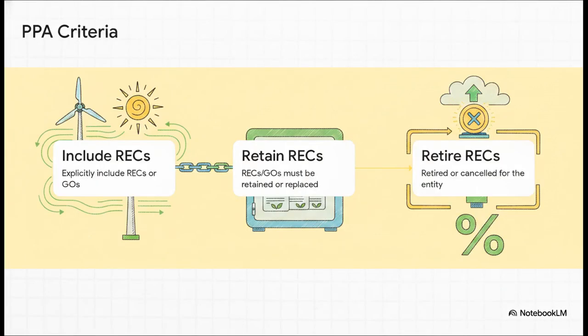Now, if a utility purchases green power, it usually happens through a power purchase agreement, or PPA. But not just any PPA counts. Let's walk through the exact criteria. Step 1, the agreement must explicitly include and convey RECs or guarantees of origin. Step 2, those certificates must be retained or replaced. And Step 3, they must be retired or canceled on behalf of the entity. Basically, you have to lock those certificates away so literally no one else can claim them. Only then does it actually boost your renewable percentage.